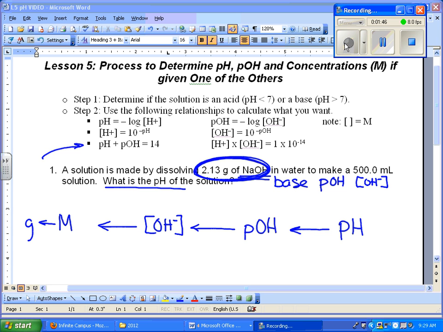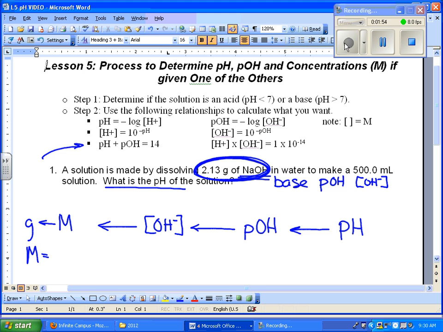Remember, what I want to get is a molarity. So I've got sodium hydroxide. Remember, molarity equals moles divided by liters. And it's a good thing we know how to do dimensional analysis. We already know our liters. Our liters is going to be 0.5, so I'll just put that one on the bottom.